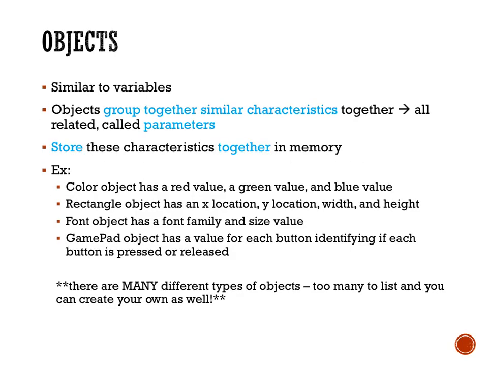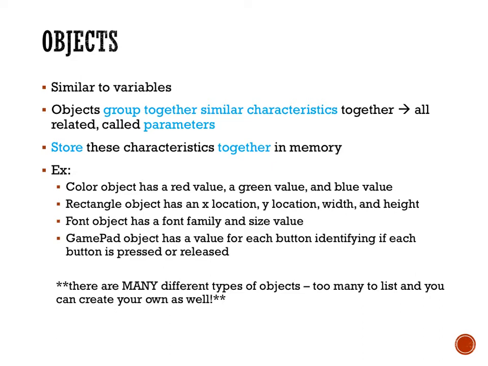So, while objects are a different concept than variables, they are in a way similar to variables because variables store one piece of data and objects actually store in memory multiple pieces of related data. What I like to think about objects as is, okay, if I have a car object, a car would have a color, a car would have a make, a car would have a model, a car would have a year. Those are all characteristics, and when I store them in memory, I want them all grouped together.